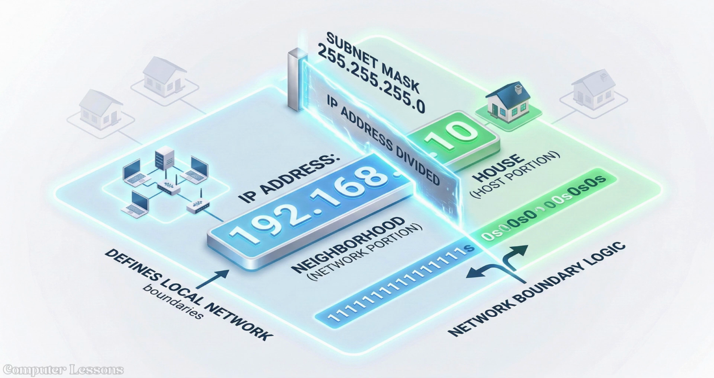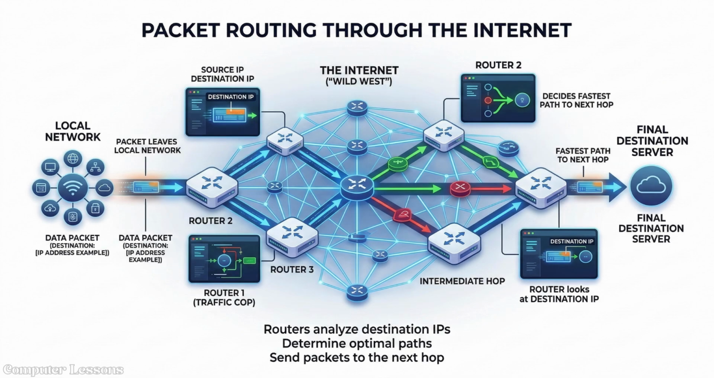Once a packet leaves your local network, it enters the wild west of the internet. It passes through dozens of routers, which are the traffic cops of the web. Each router looks at the destination IP and decides the fastest path to the next hop.